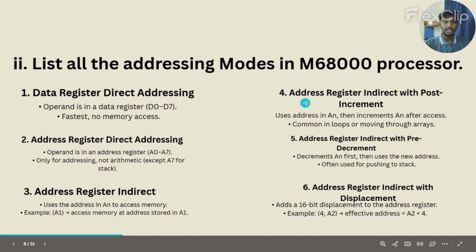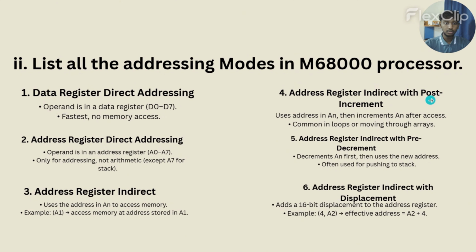The fourth one is address register indirect with post-increment. It uses the address in An, then increments An after access. It's common in loops or moving through arrays. The fifth one is address register indirect with pre-decrement. It decrements An first, then uses the new address. It is often used for pushing to the stack.